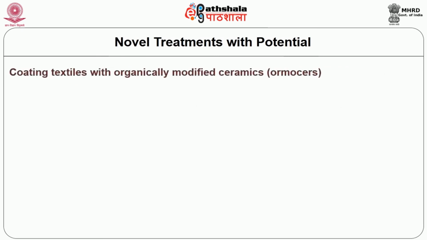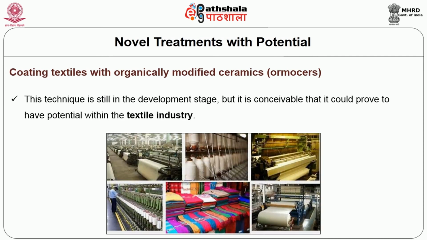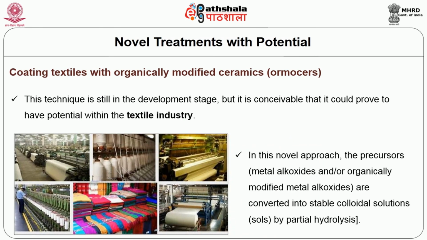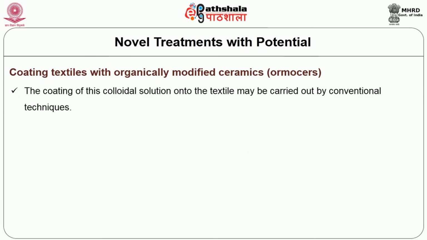The fifth one is coating textiles with organically modified ceramics. At present, this technique is still in the development stage, but it is conceivable that it could prove to have potential within the textile industry. In this novel approach, the precursors, that is metal alkoxides and organically modified metal alkoxides, are converted into stable colloidal solutions by partial hydrolysis. The coating of this colloidal solution onto the textile may be carried out by conventional techniques such as dipping, spraying or padding.